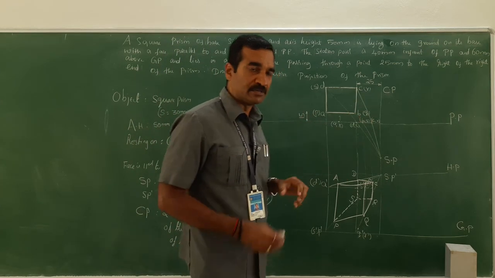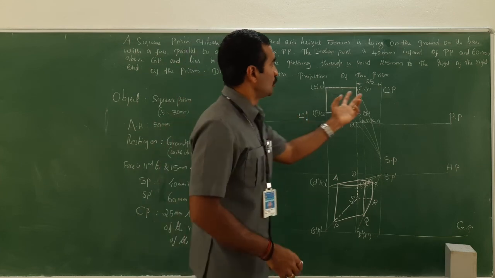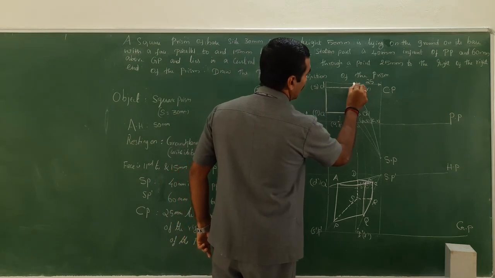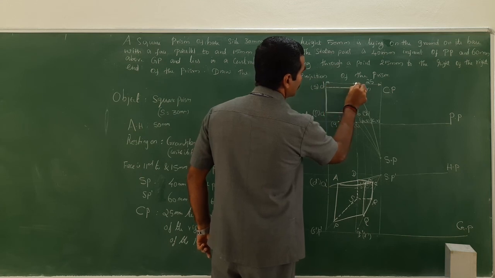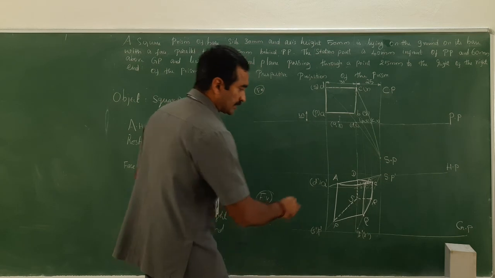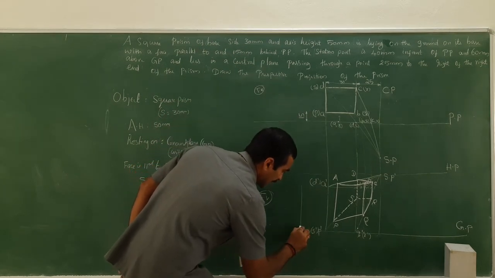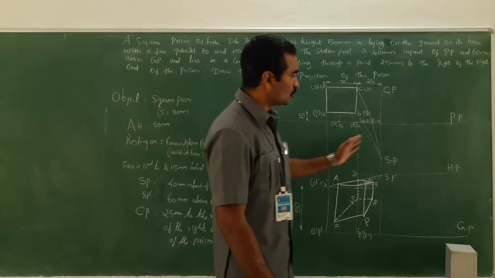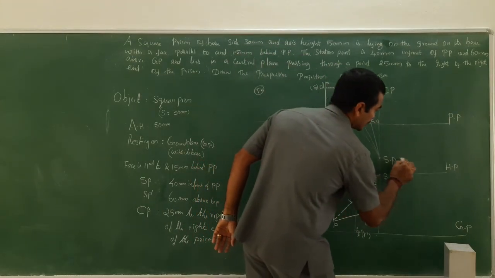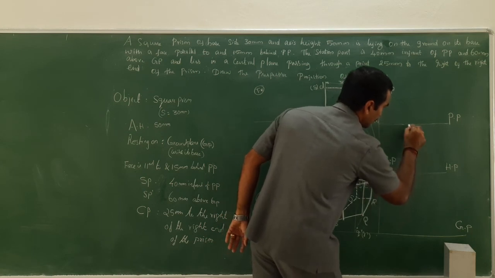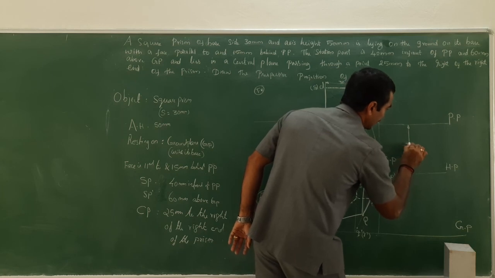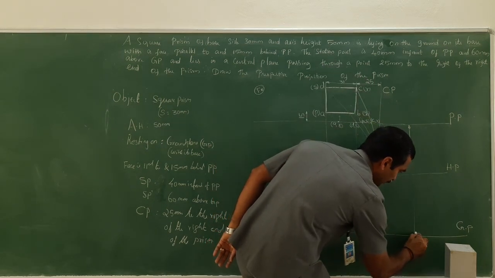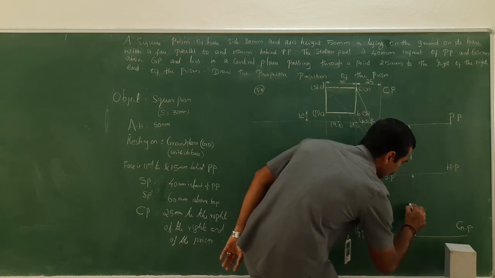Next, I need to focus on the dimensioning. So 15, which is behind, which I have captured, 25 mm, that is for the CP. I need to mention the side of the square prism, which is 30 mm. Next, the height, that is the axis height of the square prism, which is 50 mm. Let me just move to the location of the station points. First, this station point is 40 mm in front of the PP. Next, this station point is 60 mm above the ground plane.